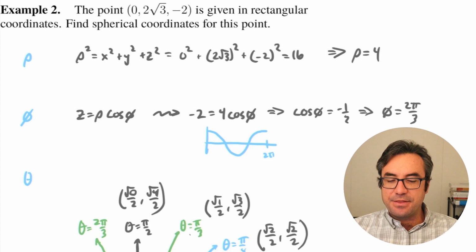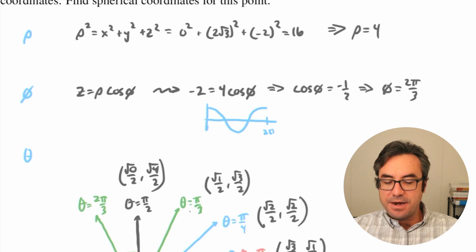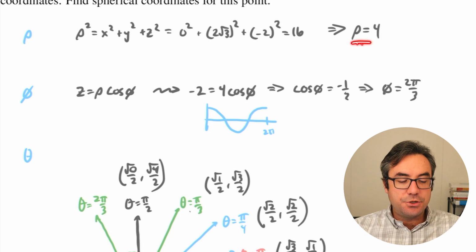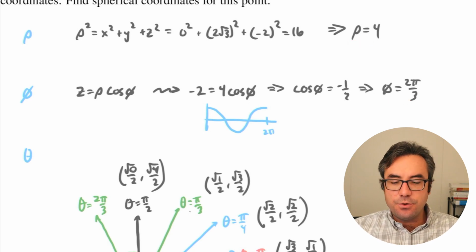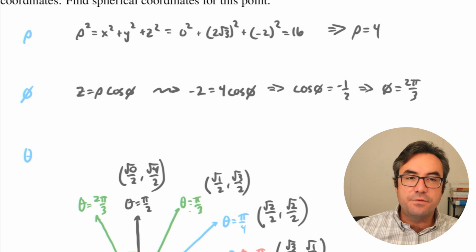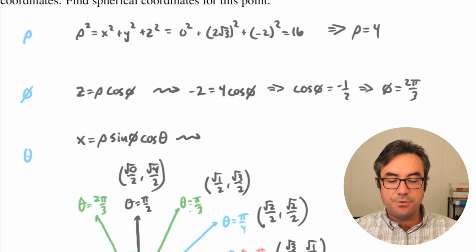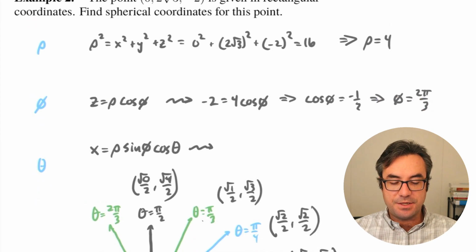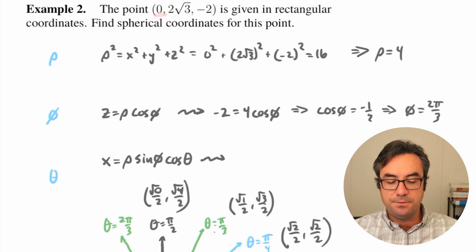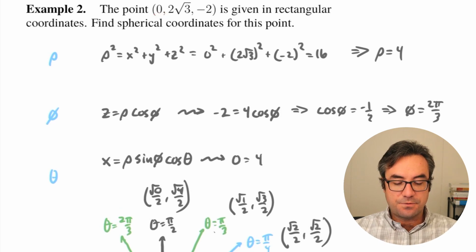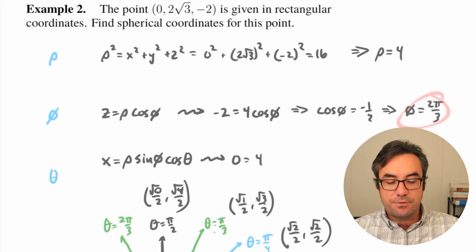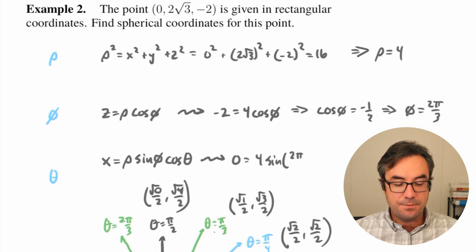All right, so now we just need to get theta. And now once we know these two values, then we can use one of the other equations to figure out theta. So let's use our x. We can use our x equation, plug in what we do know. We know the x value was 0. Our rho value was 4. And then we know phi is 2 pi over 3, so we're going to have sine of 2 pi over 3. And the thing we don't know is cosine theta.